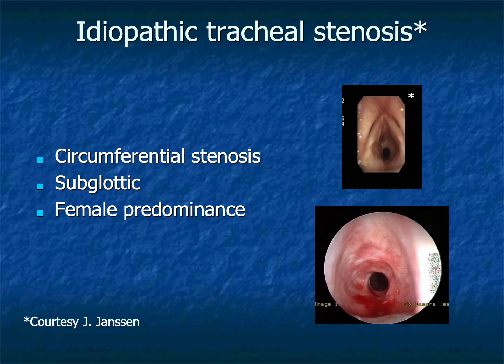Idiopathic tracheal stenosis most commonly affects women and typically involves the subglottic region. The origin of this is unknown. The narrowing is often smooth, circumferential, and without an obvious precipitating cause. Whenever stenosis is encountered, describing its location, length, morphology, and the estimated degree of obstruction is important.